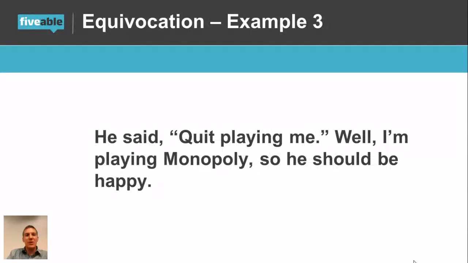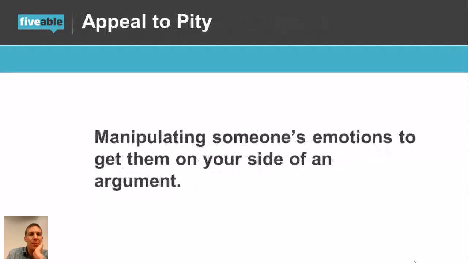So I don't want to spend too much time here, but I did want to make sure we saw that one. I want to move right to appeal to pity and really focus on, think about where you've seen this. Now, let's be clear here. I want to spend some time thinking about this one. So appeal to pity is manipulating someone's emotion to get them on your side of an argument. There is a fine line between this as a logical fallacy and this is an effective rhetoric tool.